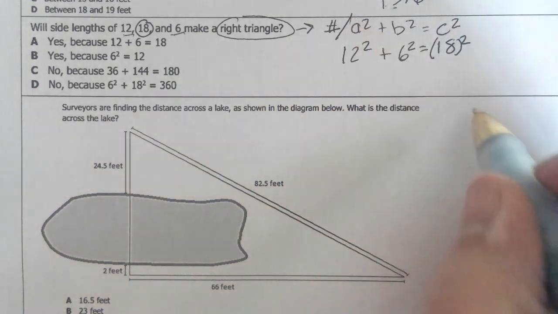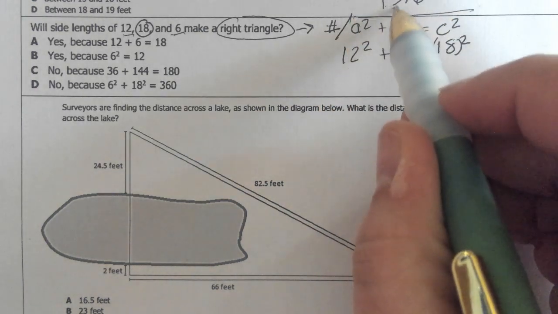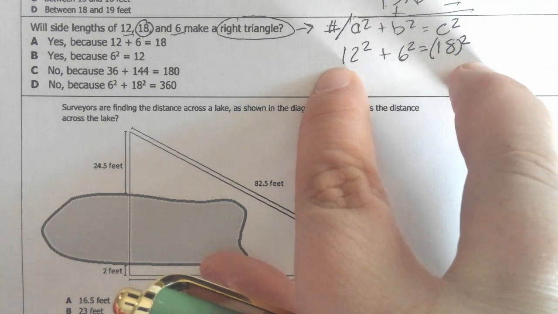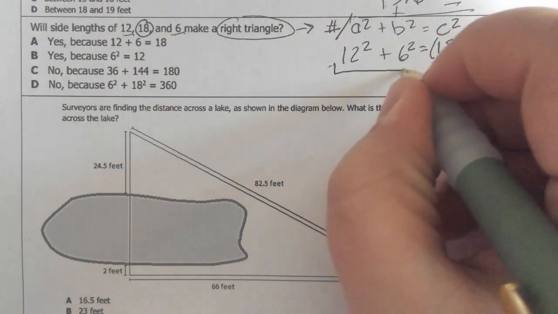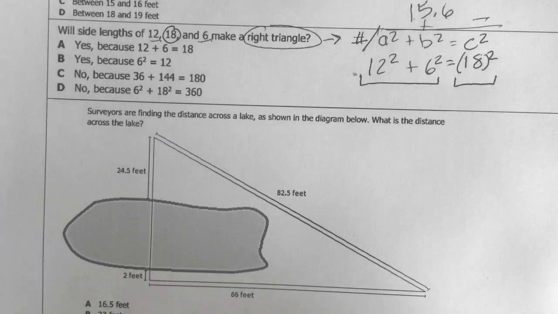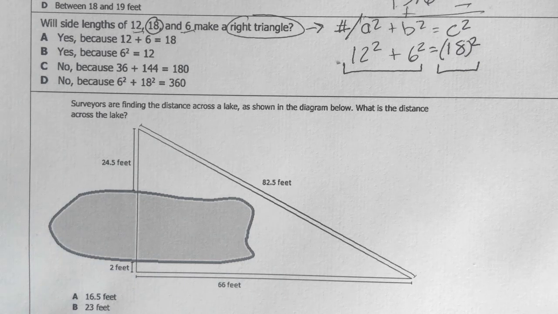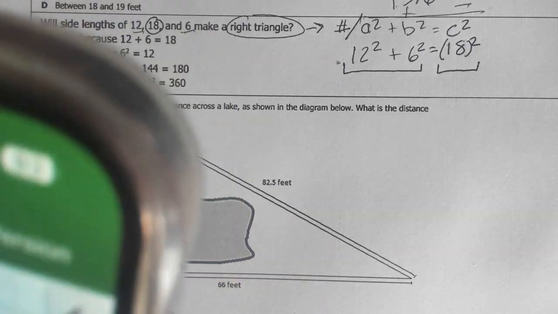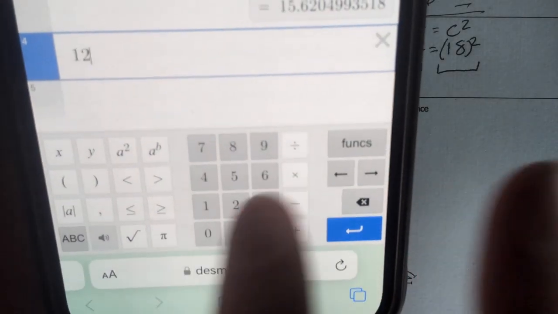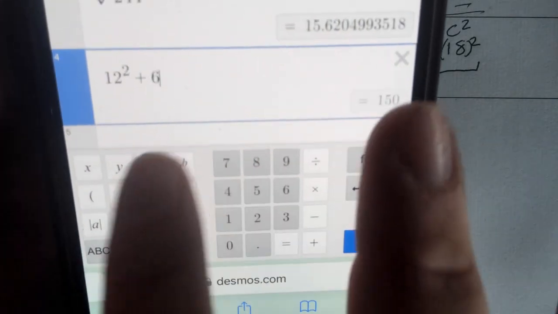Okay. And normally we have to pick whether we add or subtract. We don't have to do that because I know all three numbers. So instead of adding or subtracting, we're going to see if both sides are equal to each other, since I know all three numbers. So we'll start by typing in 12 squared plus 6 squared.